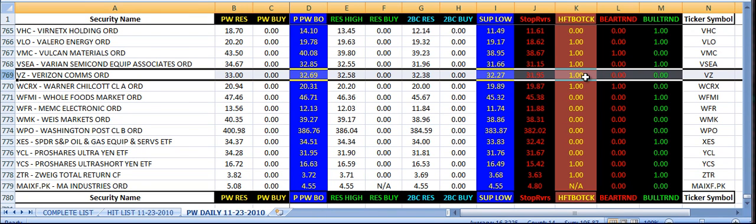Likewise, we are picking up a positive bot check. All right, a little vocabulary for you guys, for those of you who are new. A positive bot check means that we're picking up negative pulse wave activity in that security.